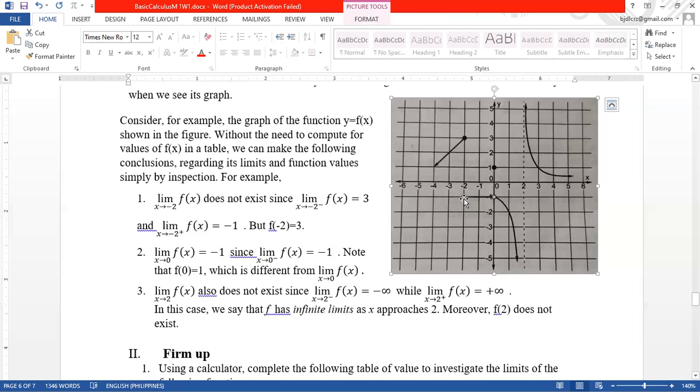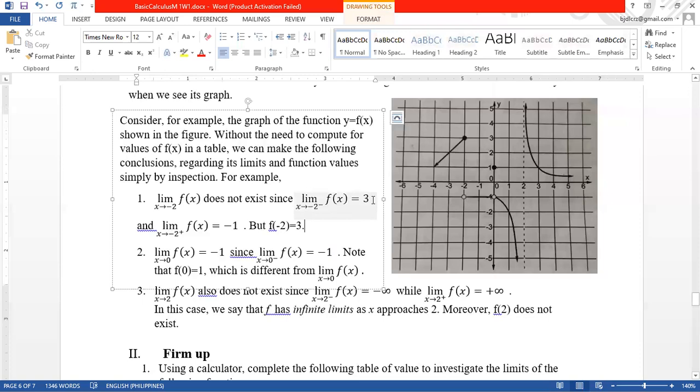Mangitaon man nimo imong point. If di gani makita, does not exist. So if naa siya jump, jump continuity. So ang atuang 3, diri na ibutang. 3 ang iyang f of negative 2.